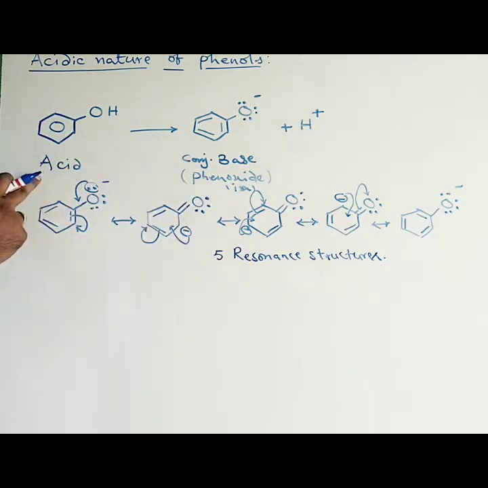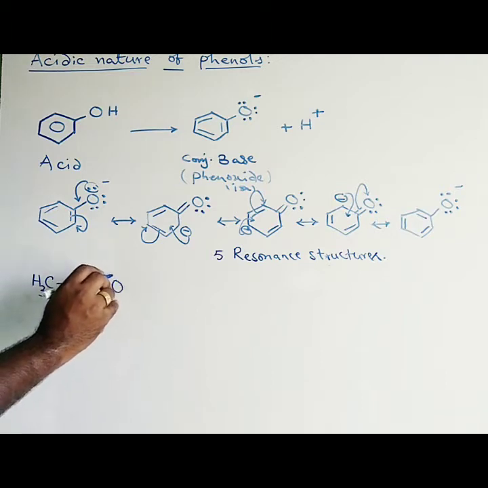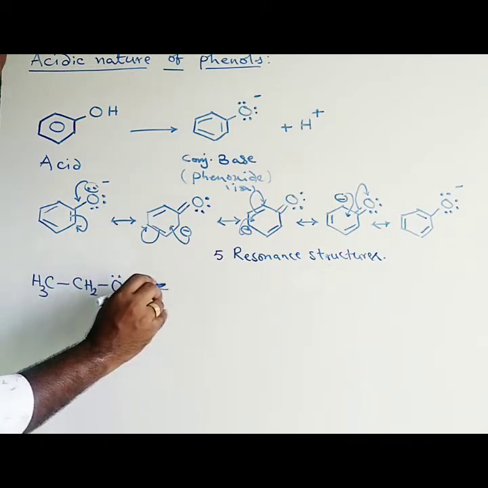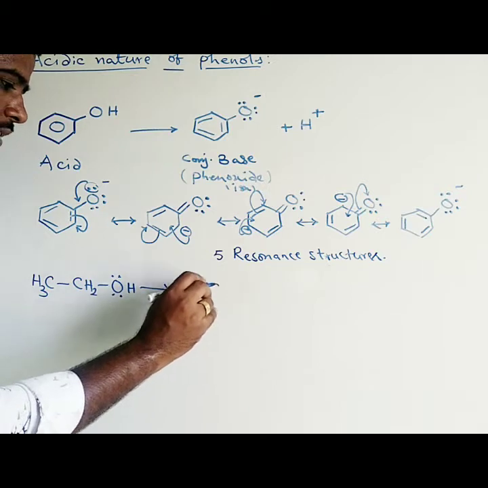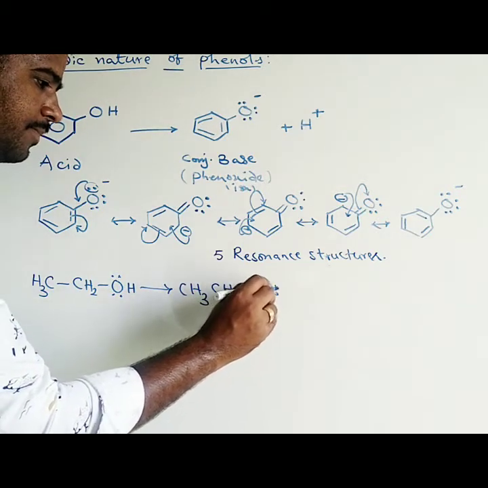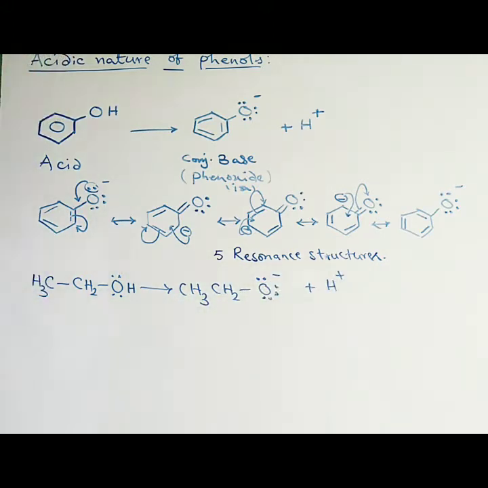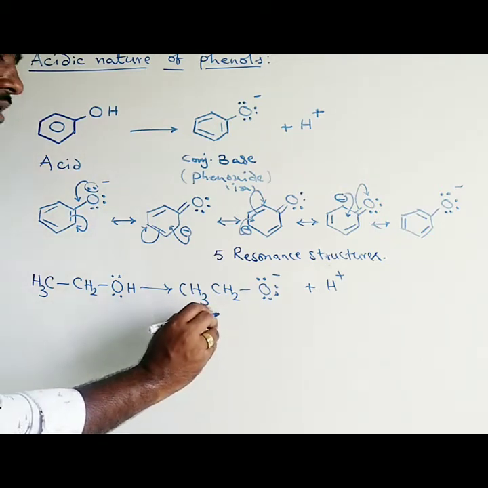If we compare the acidic strength of alcohol with this phenol, look at the structure of alcohols. I can take ethanol, CH3CH2OH, for example. If this one is ionized, we get CH3CH2O minus, with 3 lone pairs on the oxygen atom, and an H plus ion. So this ethoxide ion is obtained, and let us check the stabilization of this CB, the conjugate base.